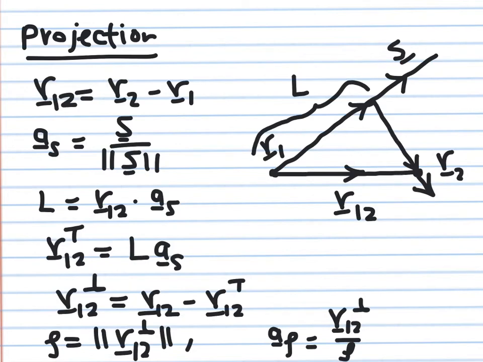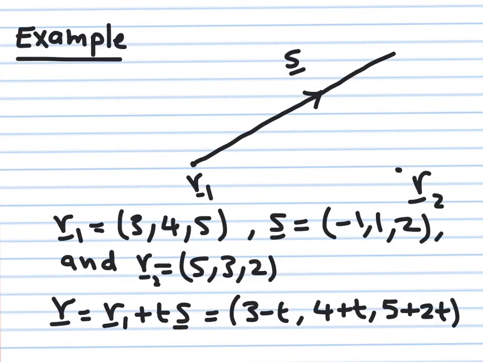Let's see an example of how we can do that with numbers. Okay, we have here a problem. The line is given by a point on the line R1, which has position vector 3, 4, and 5. And the direction of the line S is given by the vector minus 1, 1, and 2. And we would like to calculate the field at the point R2, which is 5, 3, and 2. So in order to calculate the field at R2, I need to find the normal distance. So I need to draw this normal distance here, and to find this unit vector. So I need rho and I need A rho.